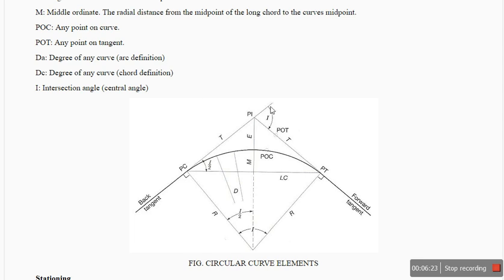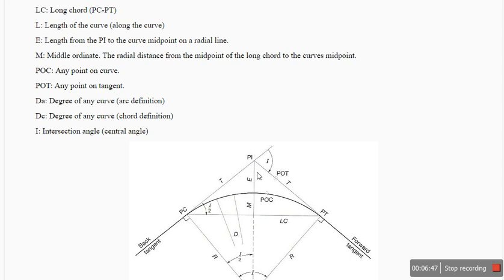Then we have this intersection angle. The angle of deviation from here to here is called the angle of intersection, right? And this angle is always equal, this angle is half of this angle, and this angle is also half of this angle. Then this M is called the mid-ordinate, right? And E is the length from the point of intersection to the curve midpoint along the radial line, right?